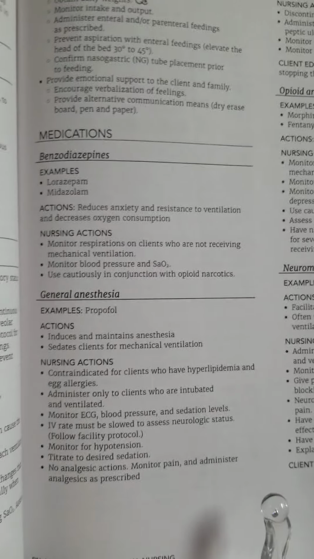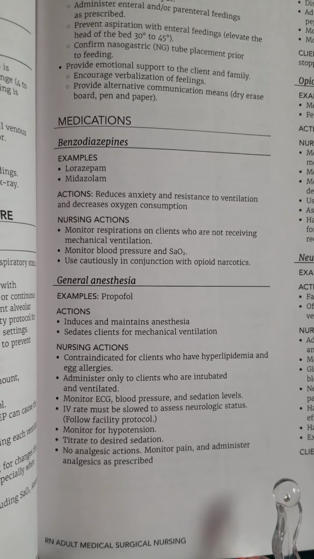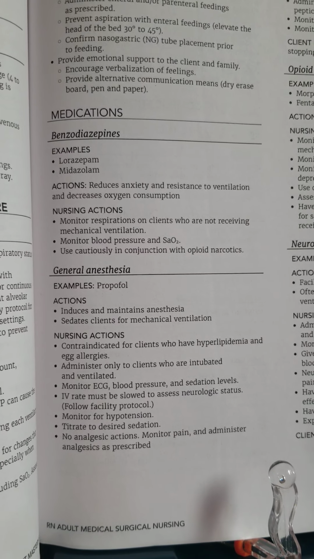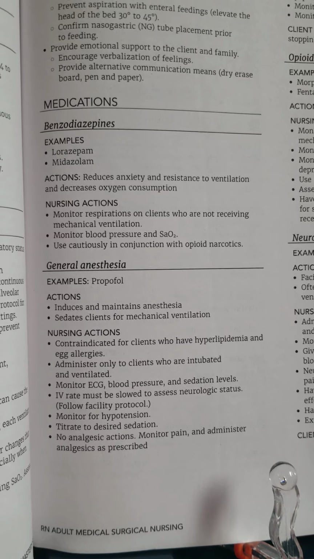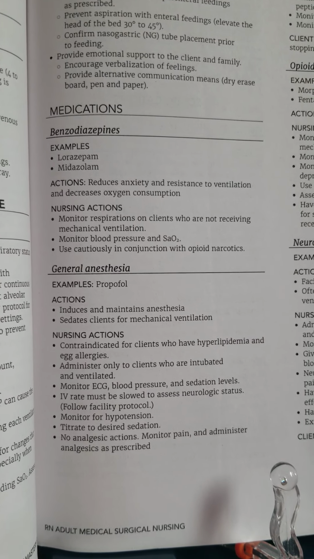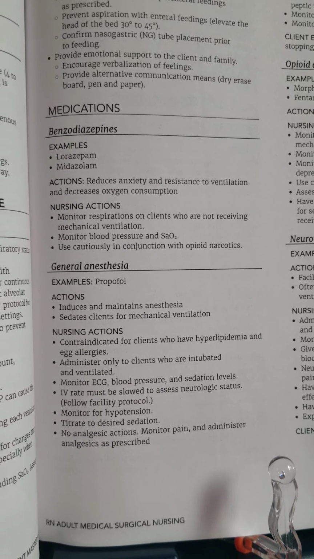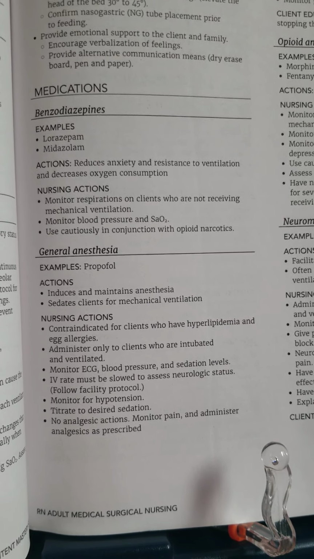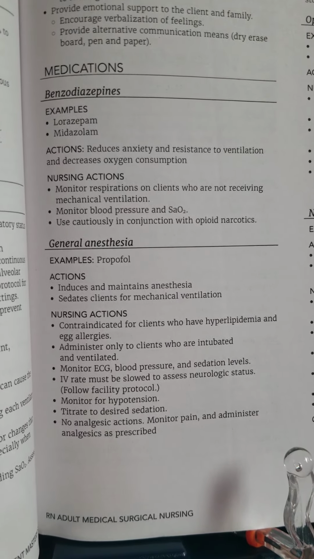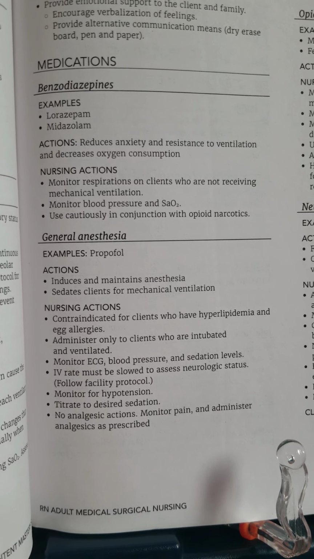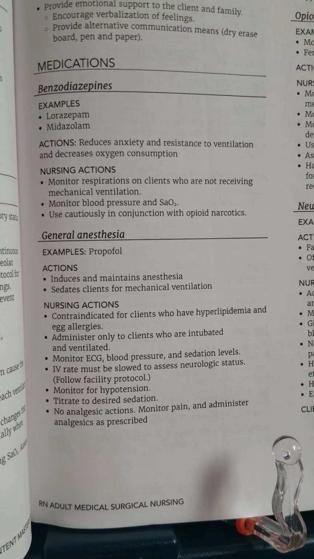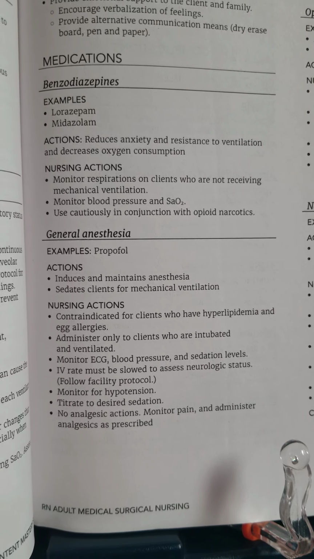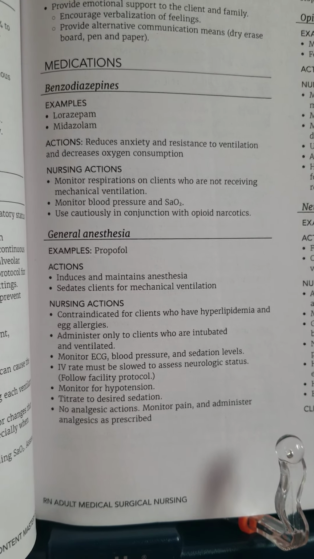Moving on to medications used would be the benzos, the benzodiazepines. Examples would be lorazepam and midazolam. Actions would be to reduce anxiety and resistance to ventilation and decrease oxygen consumption. Nursing actions are to monitor respirations on clients who are not receiving mechanical ventilation, monitor blood pressure and SaO2, and use cautiously in conjunction with opioid narcotics.